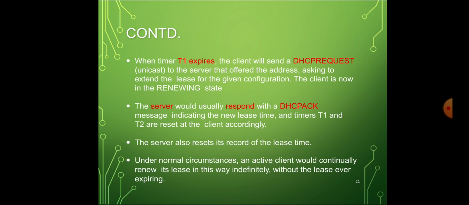Now the server would usually respond with the DHCP ACK acknowledgement. If the request is received, the server sends the DHCP acknowledgement to the client saying yes, I am going to increase your lease period. The server also resets its record of the lease time, so whatever the lease time, again it resets and goes on increasing.